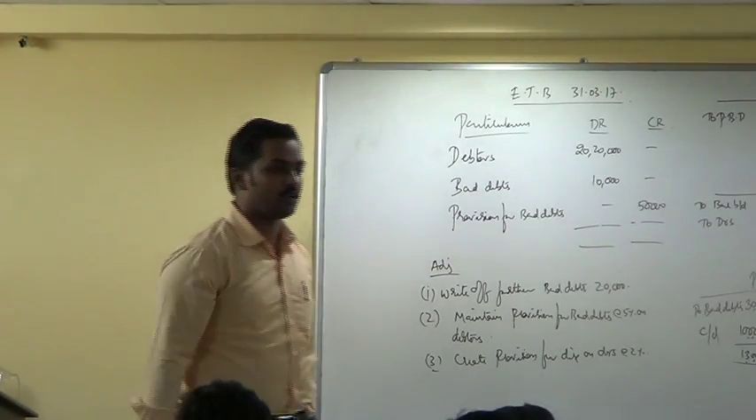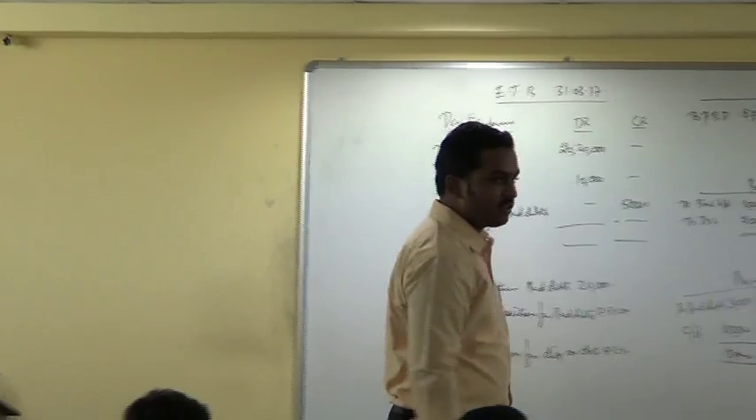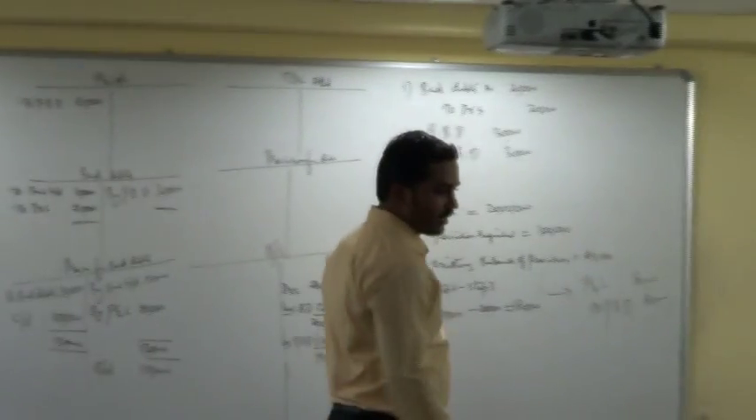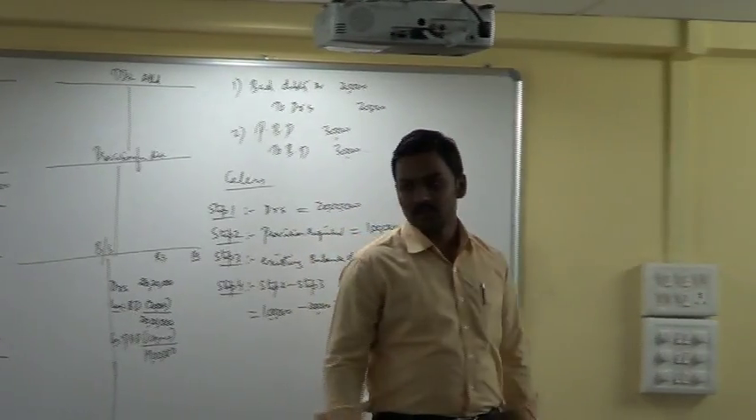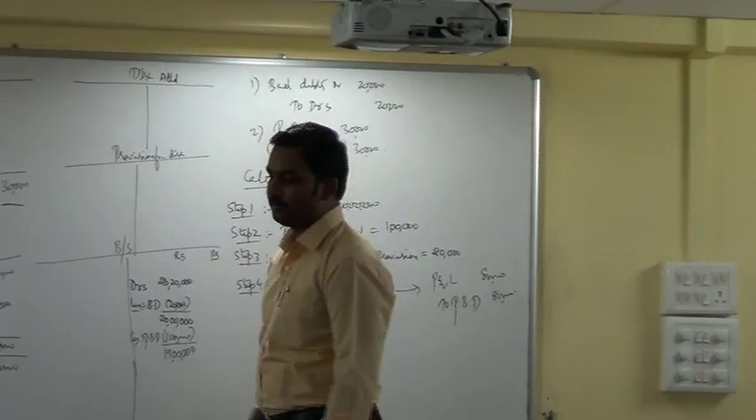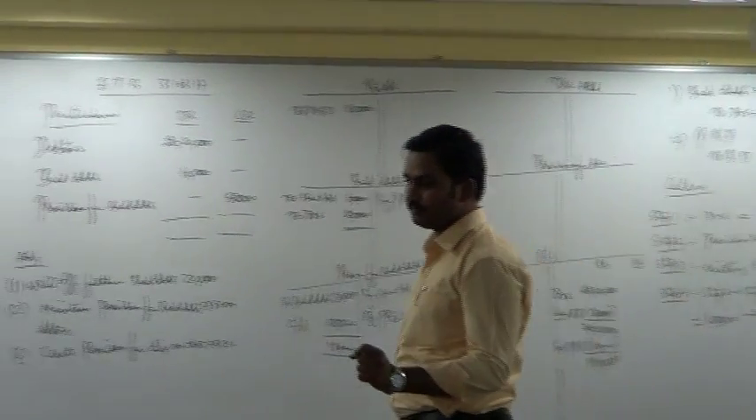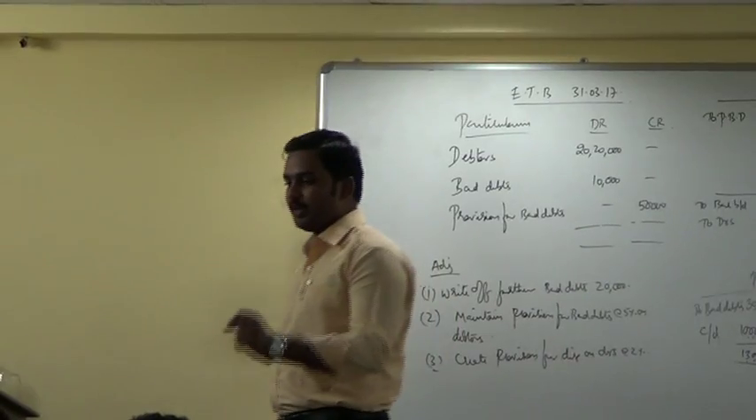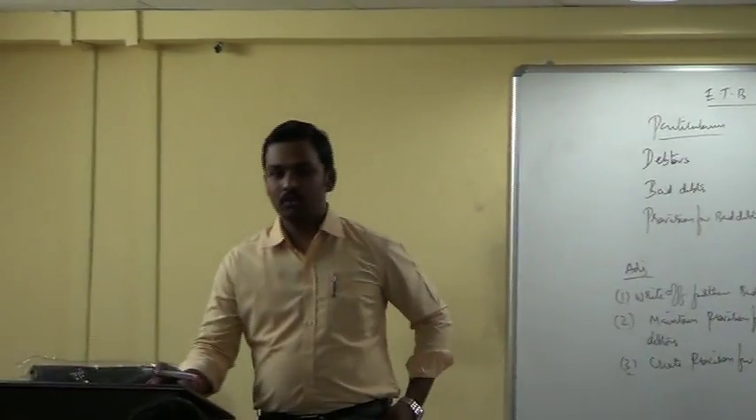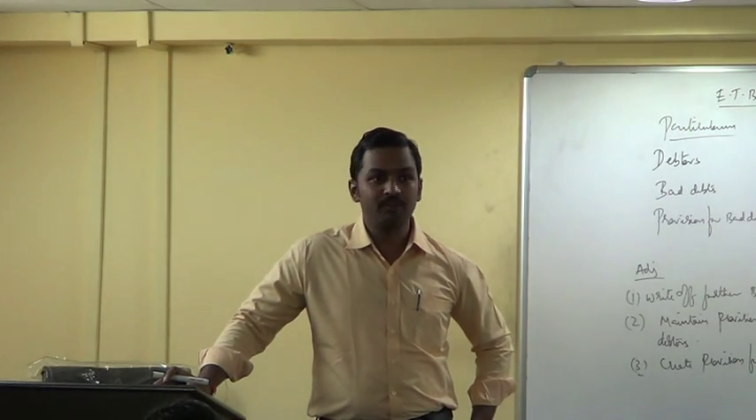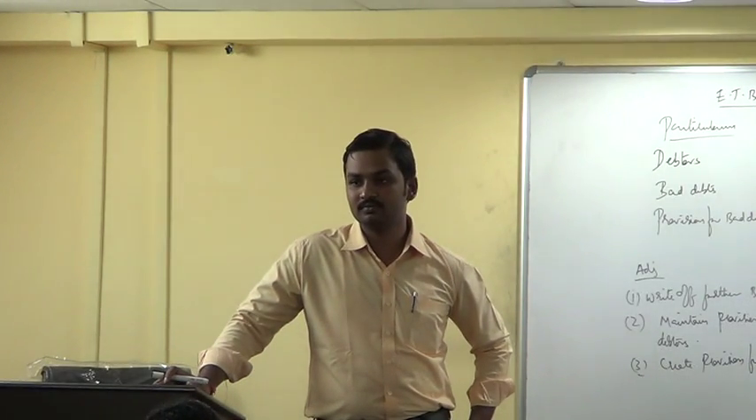Okay, write down working note number 2. Next working note. It's not step 5, it's working note number 2. Write the heading again: calculation of the amount to be debited or credited to the P&L account to maintain provision for discount.